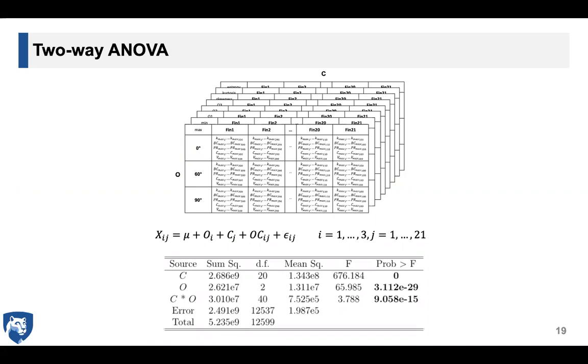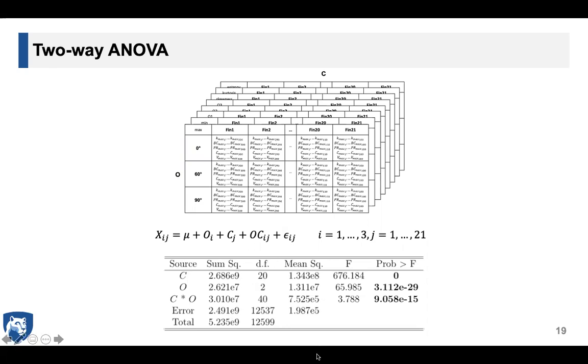So in this case, we reorganize our design parameters into two groups. The first one is the orientation, O, which has three levels: 0, 60, and 90. And then the second one is called symbol characteristic, C, which has 21 different levels. Note that this is because the last 4 symbols are not printed because of the resolution of the machine.